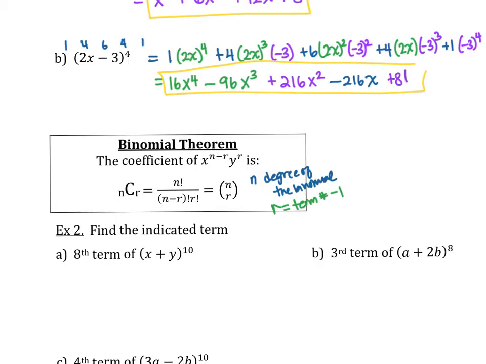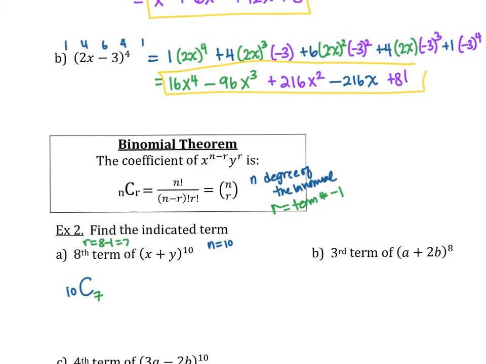Okay, but let's just try it. I only want the 8th term of x plus y to the 10th, so I don't have to do the full expansion. I just want to figure out what the 8th term is in that expansion. Let me look at the formula. I want to do n choose r. What is n? In this case, n is 10 because x plus y to the 10th power. What's r? r is, I want the 8th term, but I subtract 1. And that gives me the degree of the y.